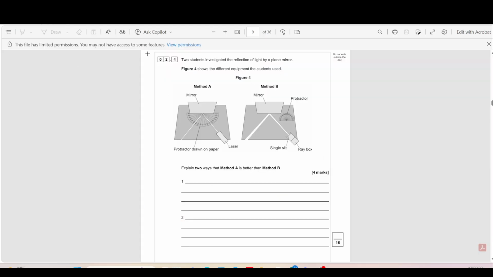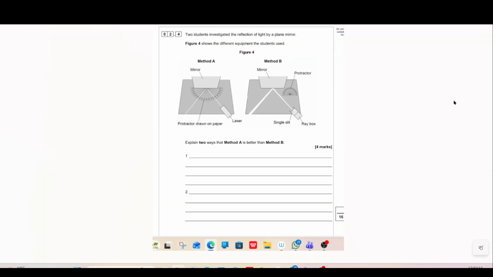Okay, let's read 2.4. Two students investigate the reflection of light by a plane mirror. Figure 4 shows the different equipment the students used. Method A, Method B. Explain two ways that Method A is better than Method B.